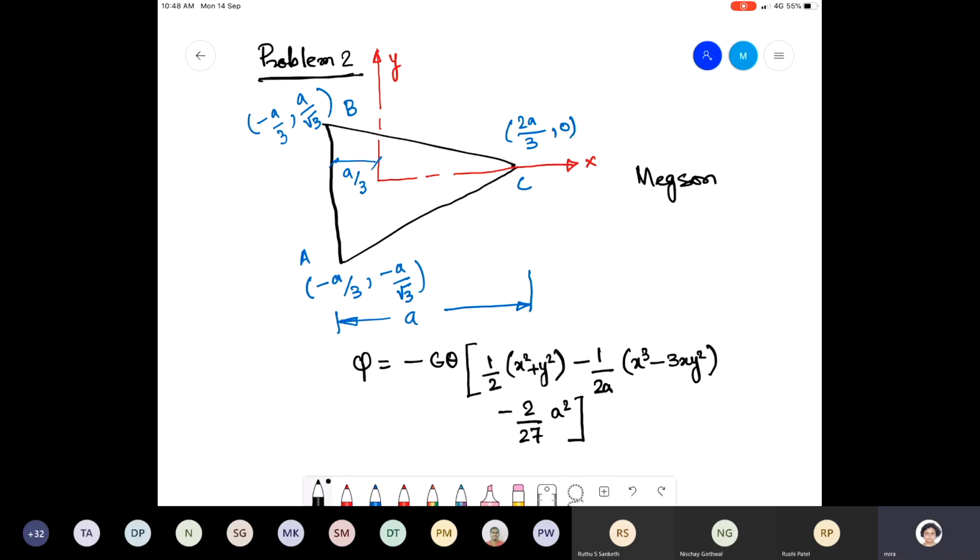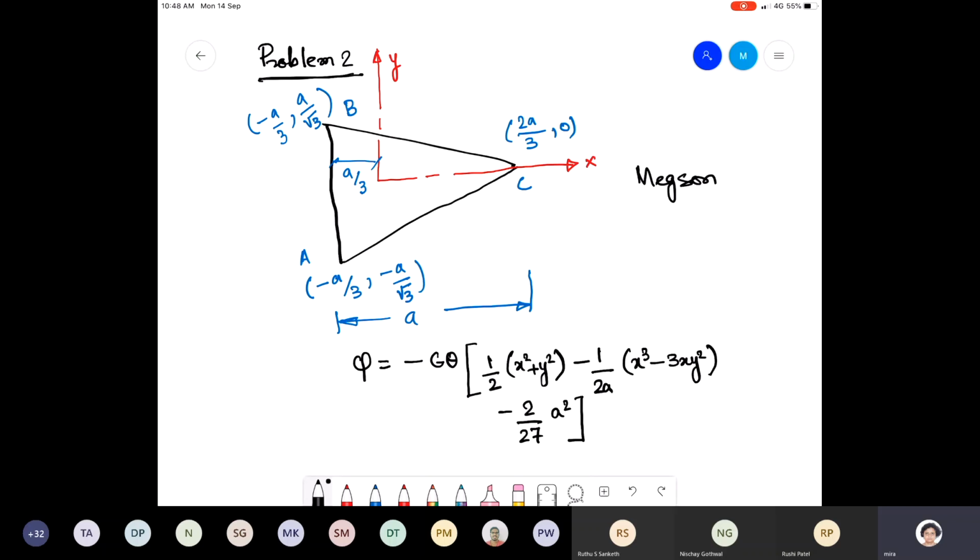So what we have to do to prove that this is an acceptable stress function, we have to show that del 2 phi by del x square plus del 2 phi by del y square is equal to minus 2g theta. And we have to show that this is 0 on the boundary. Okay? The problem may sound very straightforward, but it is not so.